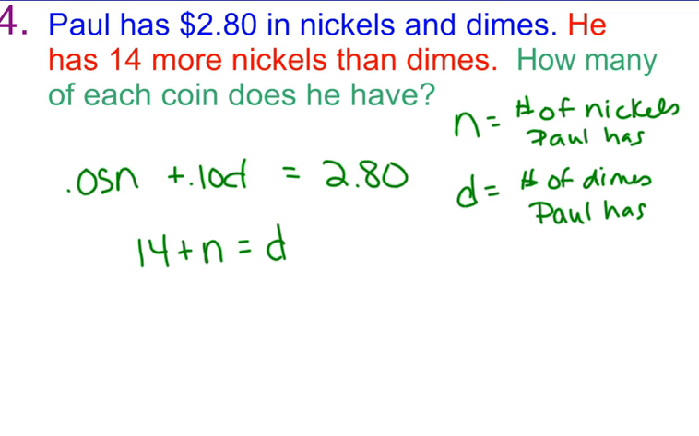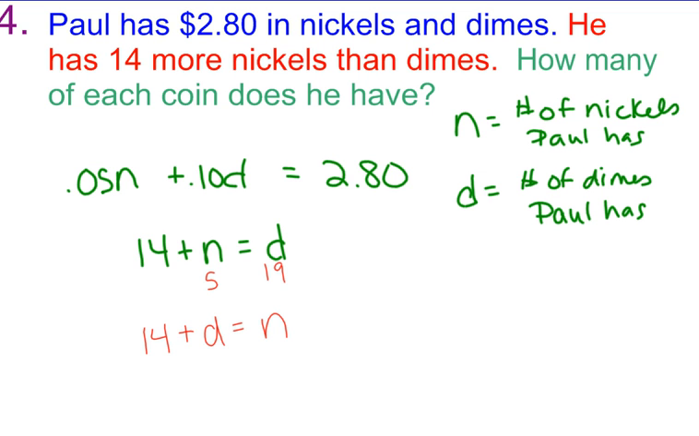He has more nickels than dimes. So let's say he has 5 nickels. That would make this 19. Does that make him have more nickels than dimes? No, right? 5 nickels is less than dimes. So I really think I want it to be 14 plus D equals N.